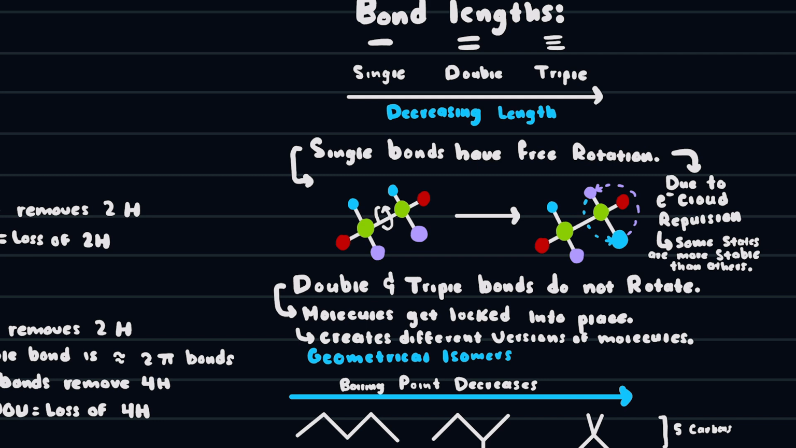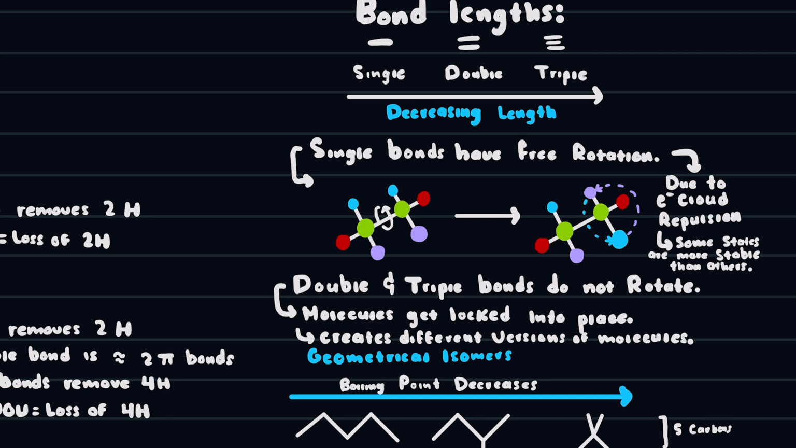Why do single bonds rotate? Well, it's due to the electron cloud repulsion of adjacent atoms, atoms that are next to each other. Each atom has an electron cloud, and these electron clouds repel. Due to the repulsion, there will be energy of motion because they don't want to be in an unstable state. So they will rotate to get to a stabler state. So there are states where it's energetically more favorable to be in that position.